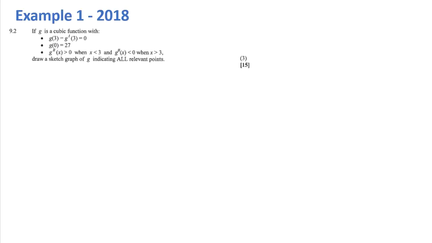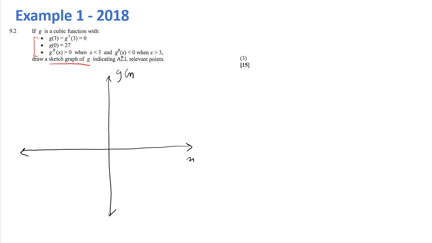In the last part, we have a cubic function, and they give us 3 little pieces of information to draw that function with. So we need to sketch the graph of g. The first thing we need is a coordinate system. Let's start off with that. So the x-axis, and the y-axis is g of x.